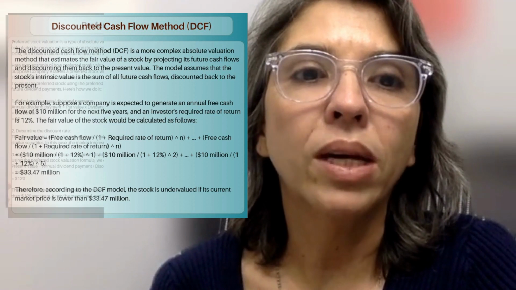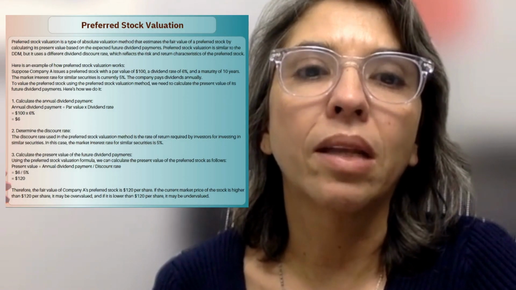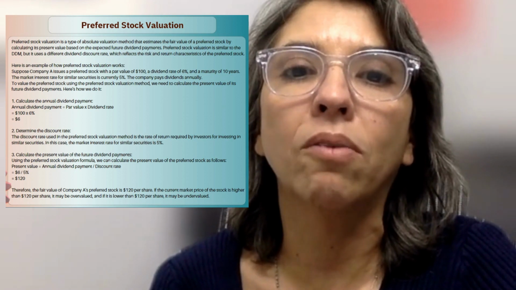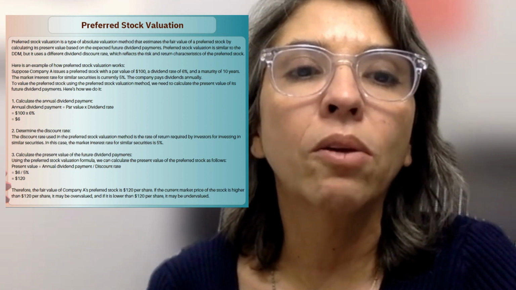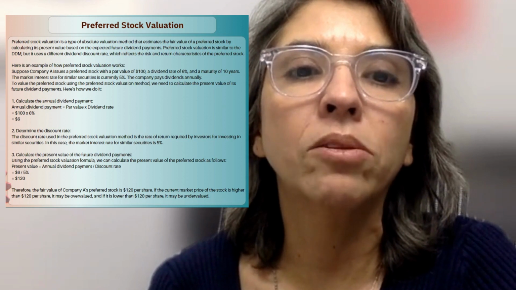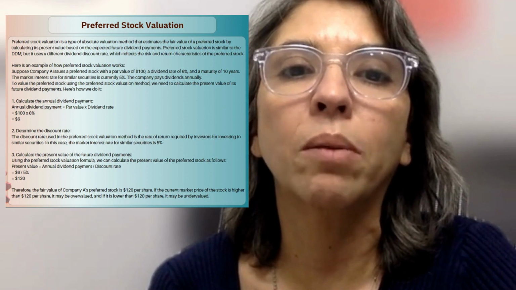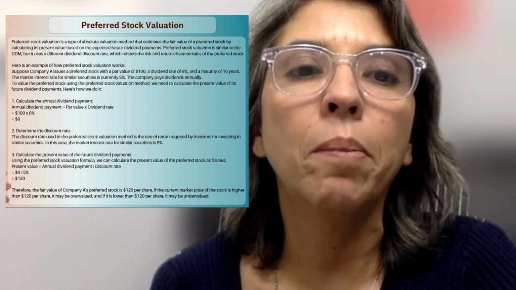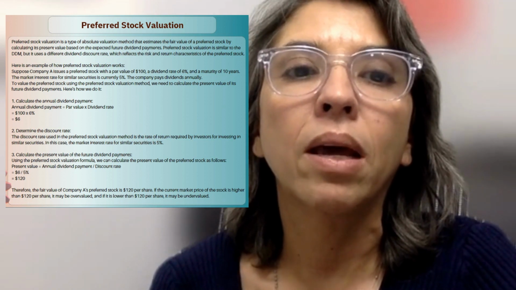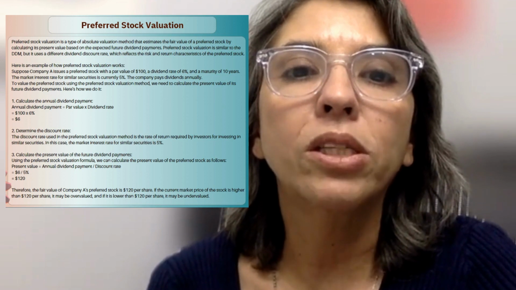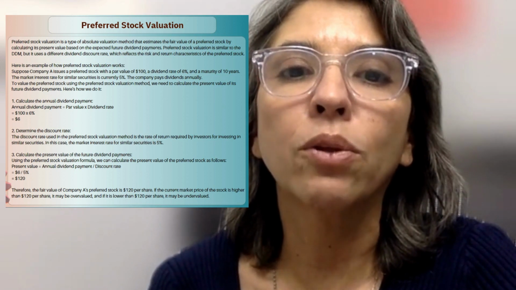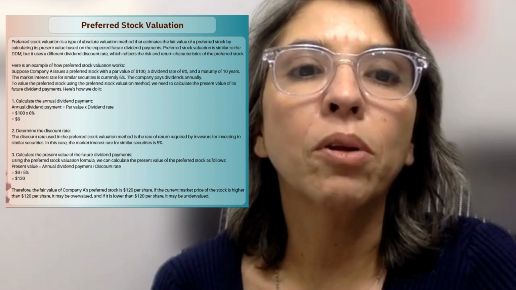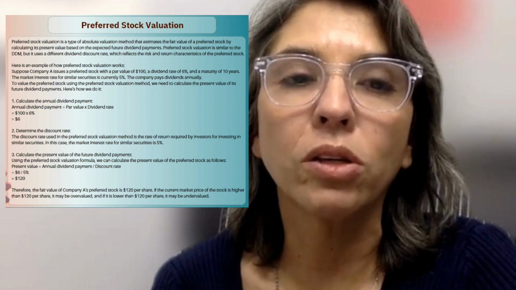Preferred stock valuation. Preferred stock valuation is a type of absolute valuation method that estimates the fair value of a preferred stock by calculating its present value based on the expected future dividend payments. Preferred stock valuation is similar to the DDM, but it uses a different dividend discount rate, which reflects the risk and return characteristics of the preferred stock.